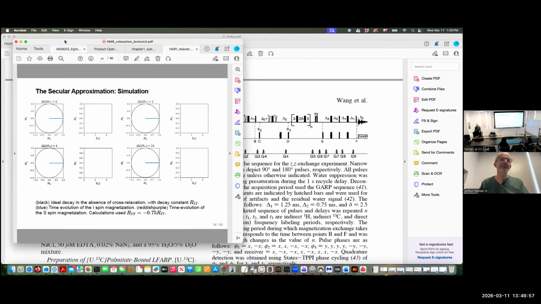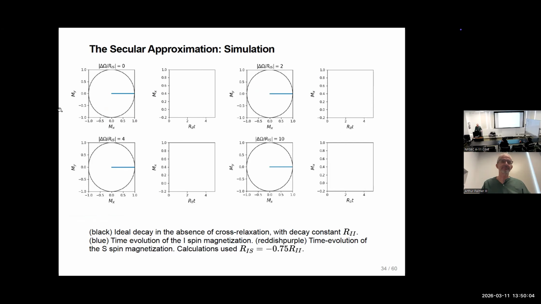No matter how many times I trust the document, it doesn't do anything. All right, where am I?